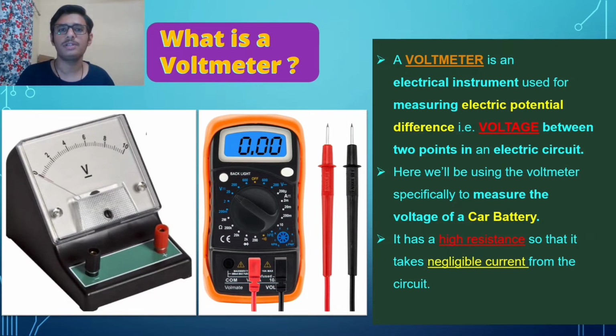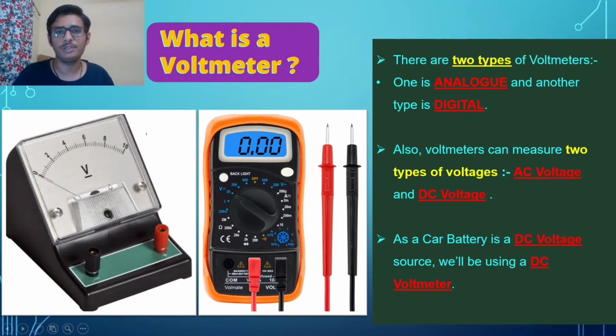Now let us understand what is a voltmeter. Well, a voltmeter is an electrical instrument used for measuring electric potential difference, that is voltage, between 2 points in an electric circuit. Here we'll be using the voltmeter specifically to measure the voltage of a car battery, hence the name car battery voltmeter. It has a very high resistance, which means negligible current flows through the voltmeter.